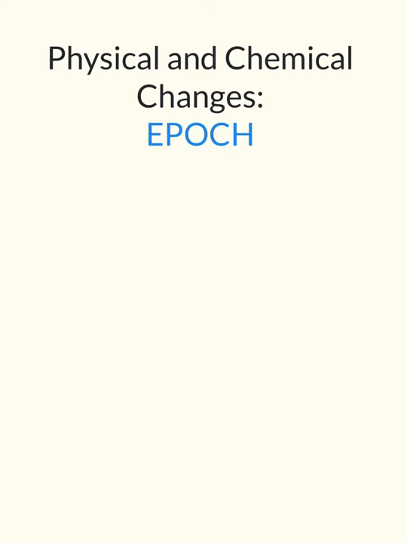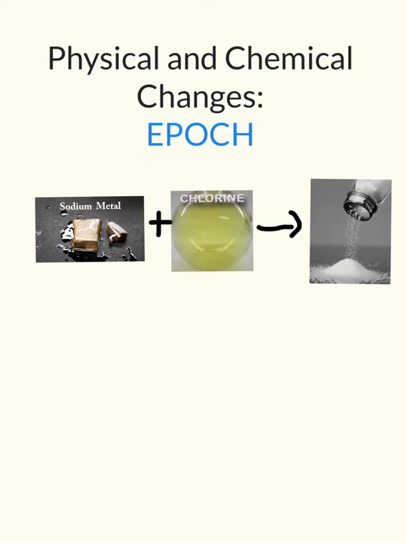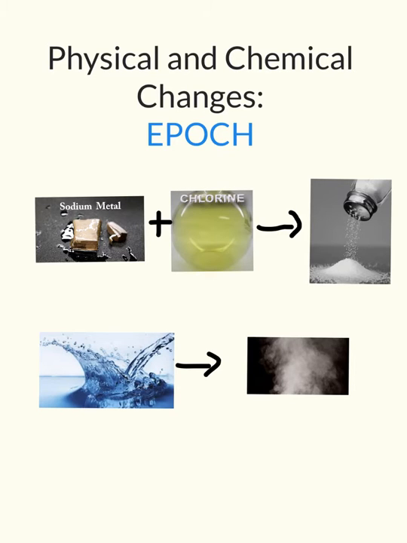So, for example, if I react sodium metal with chlorine gas, it'll make sodium chloride, which is commonly known as table salt. This would be a chemical change because sodium chloride is not the same chemical as sodium and chlorine. On the other hand, if I evaporate some water, that water goes into the air as water vapor. It's still water, even though it's not in its liquid form. So, that has been a physical change.